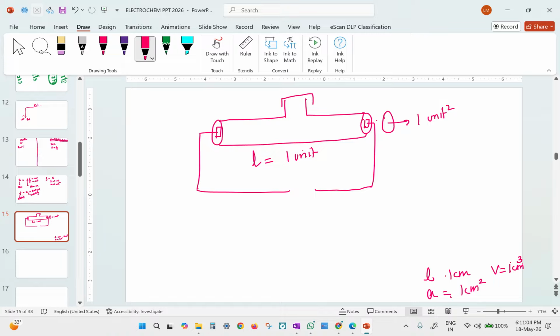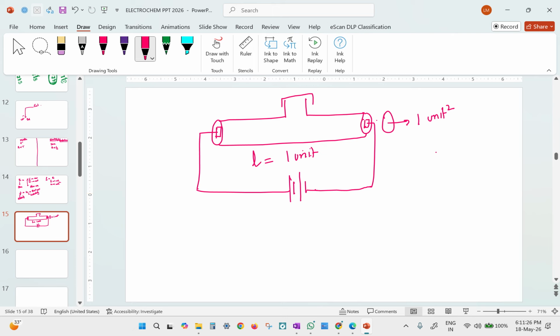Length into area. Yes, ma'am. But for simplicity, I'm going to take it as 1 liter. Just for the sake of simplicity, I'm going to take it as 1 liter. I could have taken it as 1 centimeter cube also, nothing wrong, but the discussions will be similar. They will not be different when the volume is different.